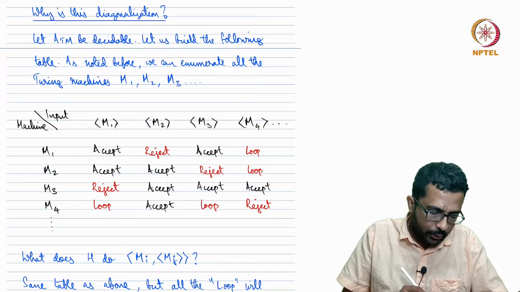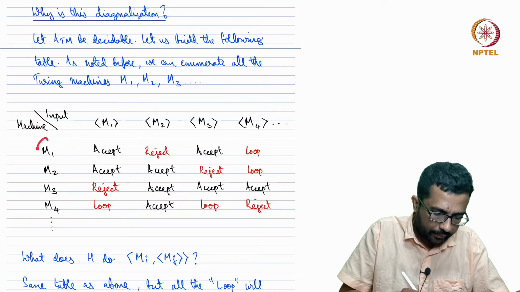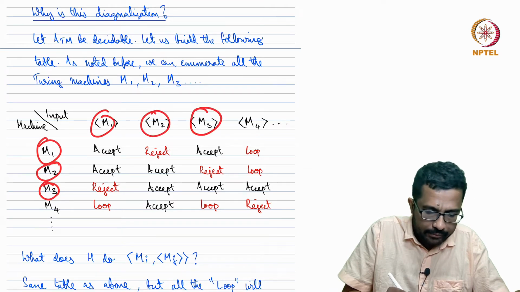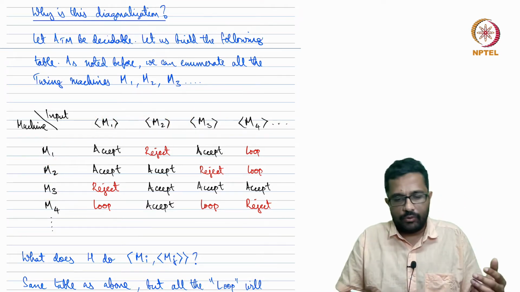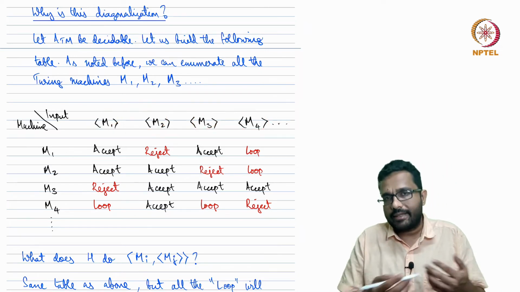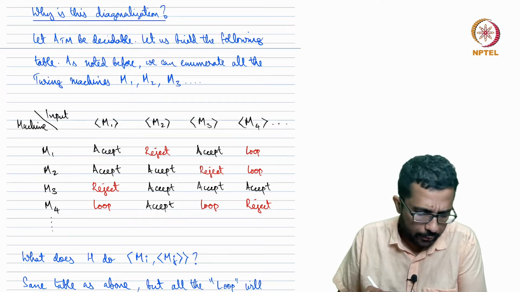So we have to see the rows, the indices of the rows, as Turing machines, M1, M2 as Turing machines, and the indices for the columns as inputs. The inputs here are also descriptions of the Turing machines, but they can also be viewed as strings. So let's see how to fill this.